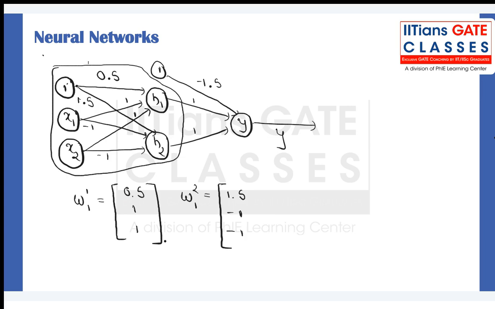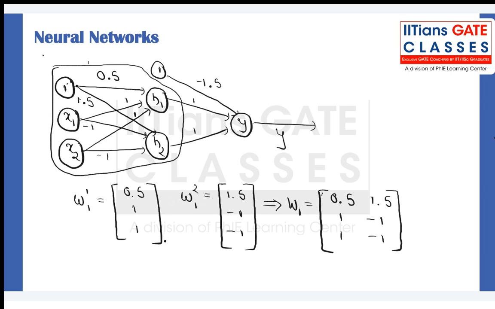And what I do is I try to club them together and make a matrix. Which means if I club them together, then my W1 will look something like this: 0.5, 1, 1, 1.5, -1, and -1. So far so good, I guess. This is my W1.